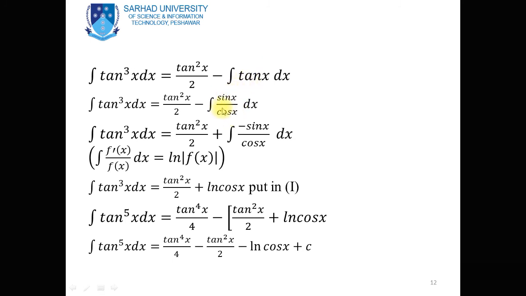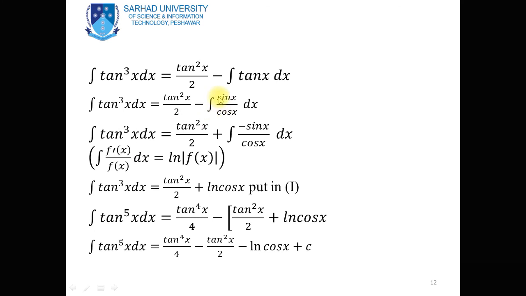And now we know that when the derivative of the denominator is present in the numerator, because in this fraction the derivative of cos x is equal to minus sine x, we can take the natural log of the denominator and easily integrate this fraction. Like you see, this is the rule: the integration of f prime x divided by f of x with respect to x is equal to natural log of f of x, because the numerator is the derivative of the denominator.